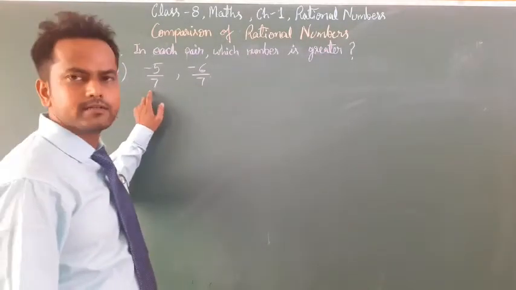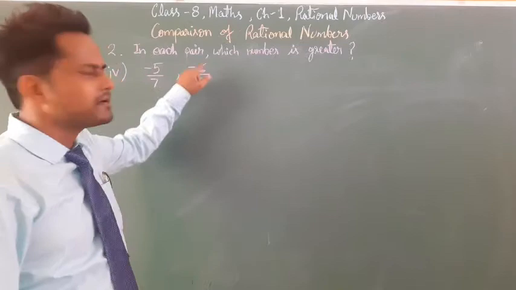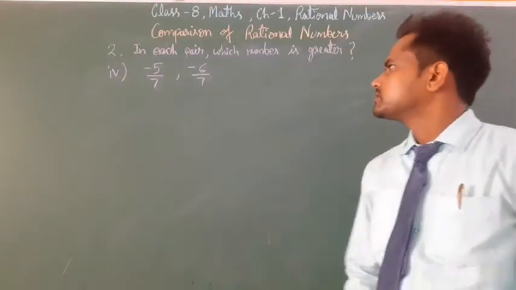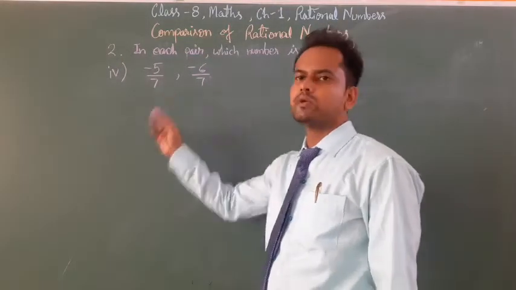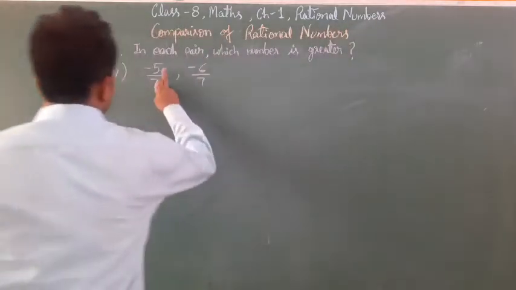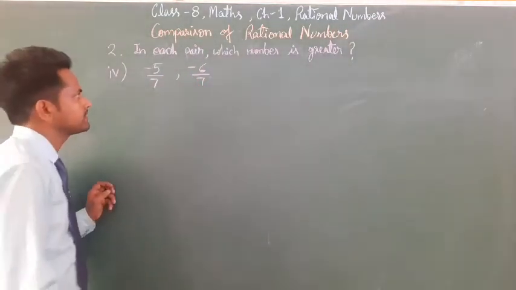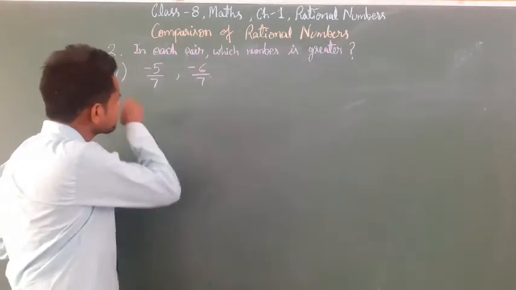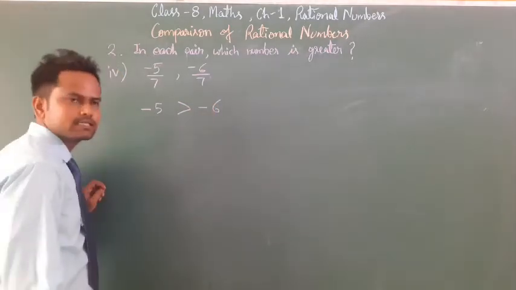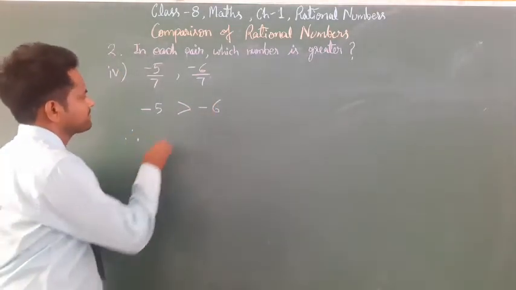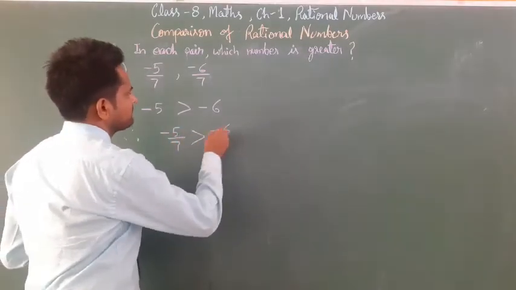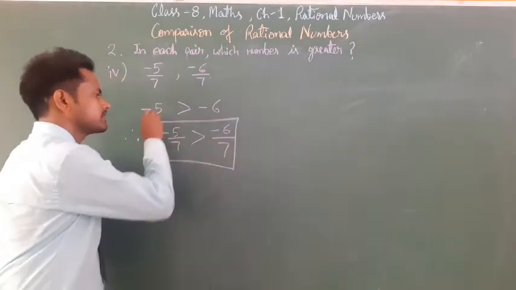Now we take minus 5 by 7 and minus 6 by 7. Which rational number is greater? So here the denominators of both fractions are equal. So we compare minus 5 and minus 6. Here minus 5 is greater than minus 6. That's why minus 5 by 7 is greater than minus 6 by 7. Got it?